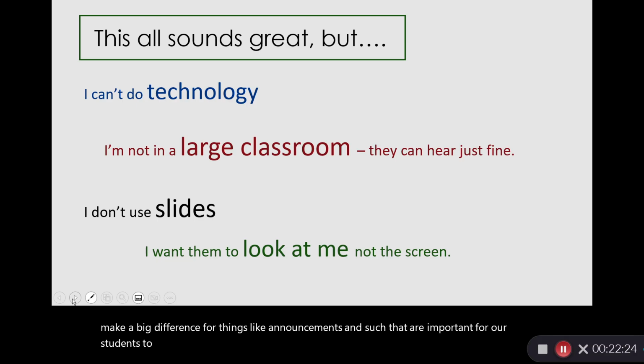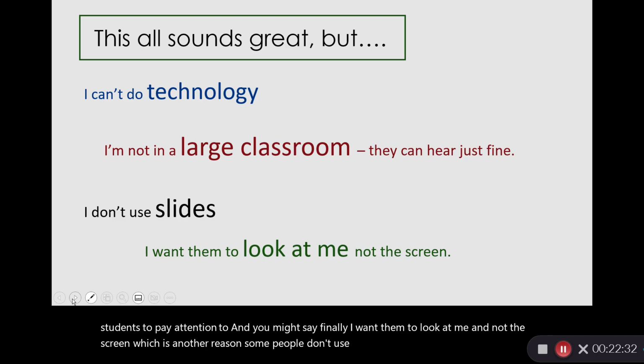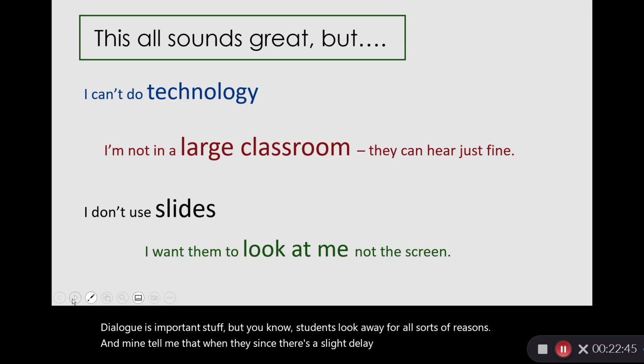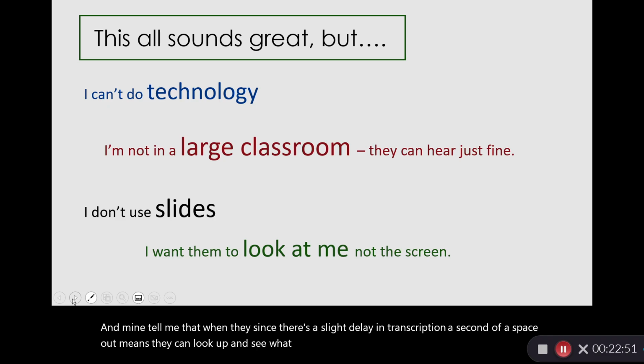And you might say, finally, I want them to look at me and not the screen, which is another reason some people don't use slides. And I get that. Dialogue is important, but students look away for all sorts of reasons. And mine tell me that, since there's a slight delay in transcription, a second of a space out means they can look up and see what I just said. And, isn't that better than missing it completely?